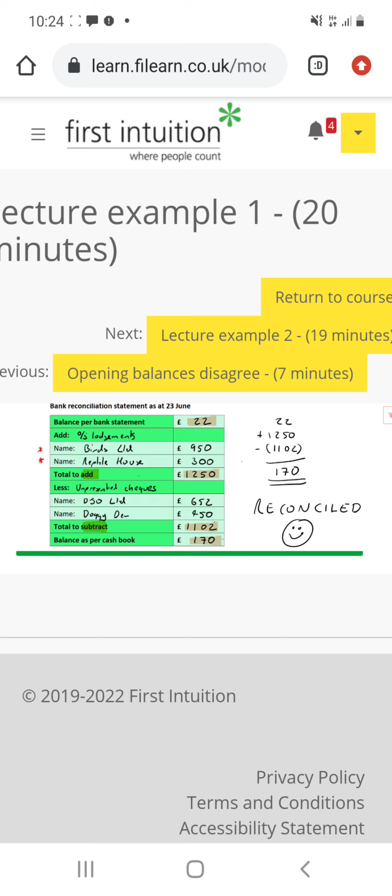Because my bank rec, the only reason that the balance on the statement and the cash book are different is not because anything's gone wrong or we've made an error.